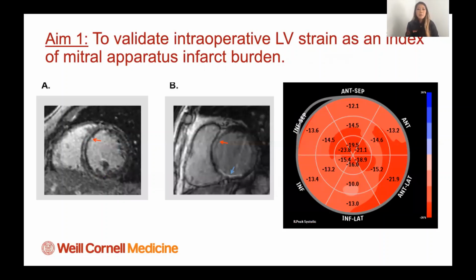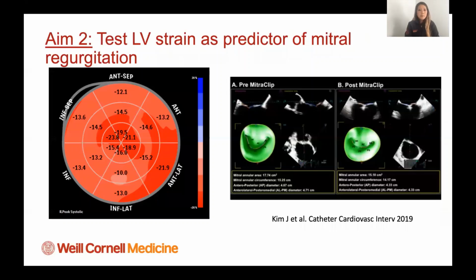So for our first aim, we'd like to validate left ventricular strain as an index of mitral apparatus infarct burden, and we will be comparing a preoperative cardiac MRI, as shown here in the two images on the left, with regional and global left ventricular strain, as shown by the bullseye plot on the right. Here we look at this enhancement shown by the blue arrow, and we want to compare that to our intraoperative echo findings. In terms of aim 2, we'd like to test the ventricular strain as a predictor of mitral regurgitation.